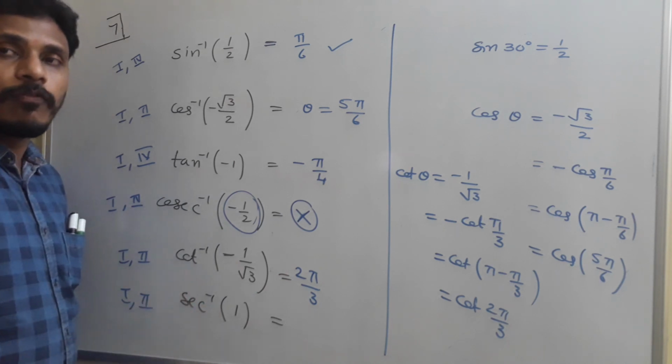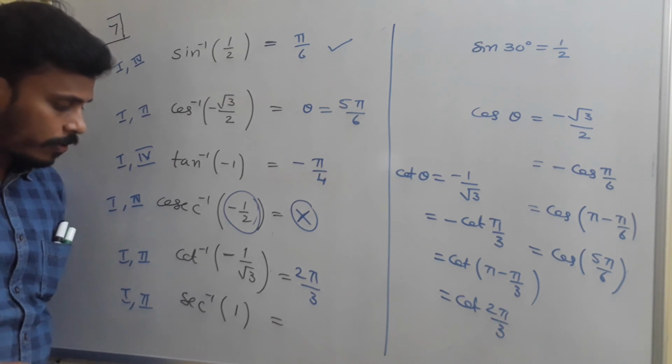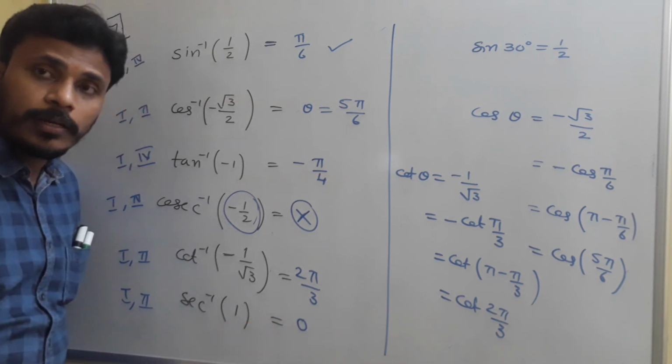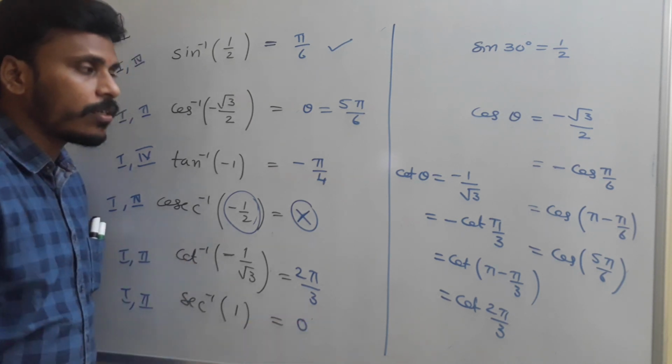Then secant inverse of 1. 1 is a positive number. Which value do we need to accept? Maybe it is 0, right? Cos 0 degrees is 1, secant 0 degrees is 1. Secant inverse of 1 is 0. So its answer is 0.